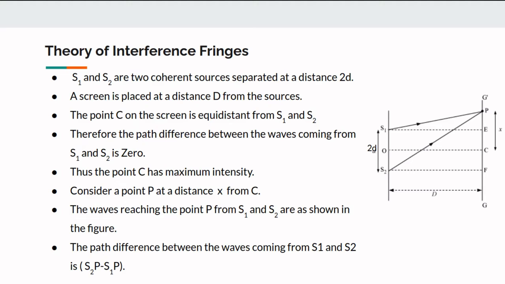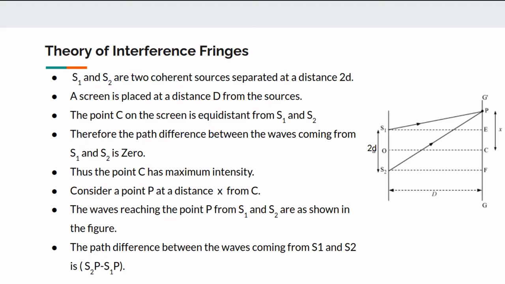The first condition for the production of interference, for the formation of interference fringes, is that the two sources must be coherent. We cannot produce coherent sources from two individual sources. Therefore, a single wavefront is divided into two wavefronts and they are allowed to pass through S1 and S2. In this way, the two pinholes S1 and S2 act as two coherent sources.